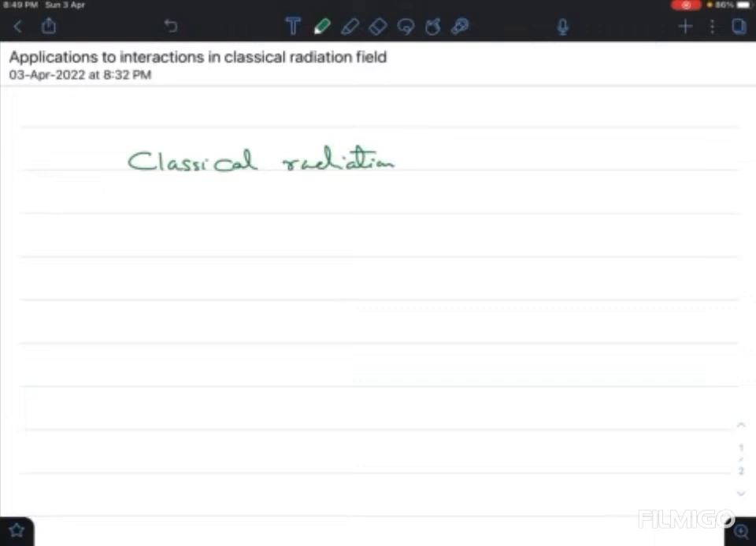Today we'll be dealing with the interactions in classical radiations. So the basic Hamiltonian for classical radiations is H equal to, as we know, kinetic energy p squared by 2m plus the potentials. That means we have electric or magnetic field. It is represented as e phi of x minus e by mc into A dot p.